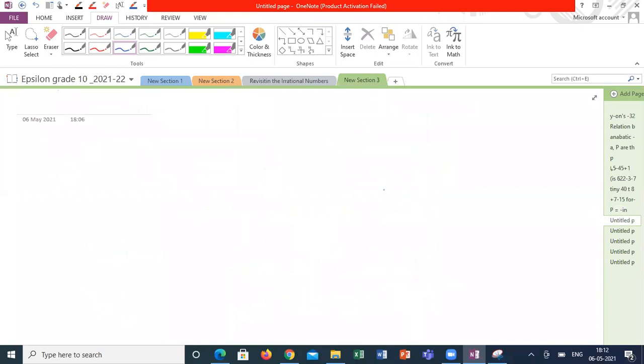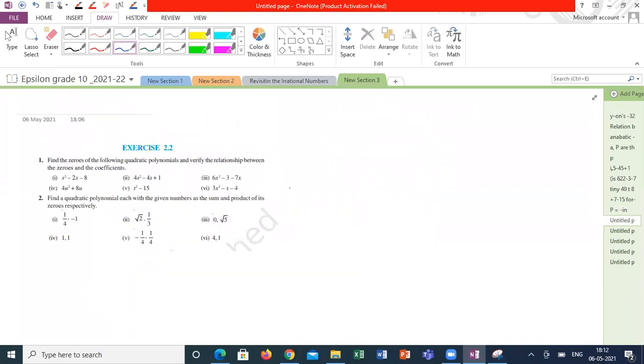Anyone can read the question and identify what is the given data? There are 6 questions. What is the given data in all 6 questions? What does this number say? Zeros of the polynomial, sum and the product of the zeros, sir. Yes, they are asking us to construct the polynomial.